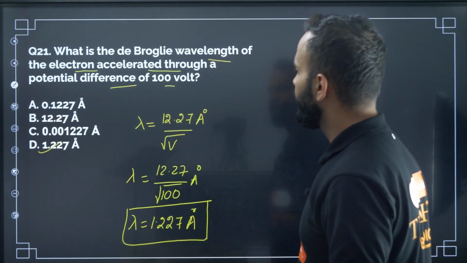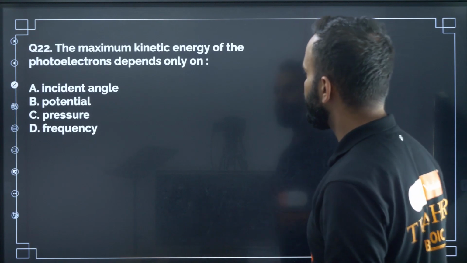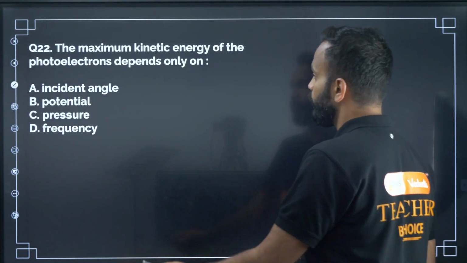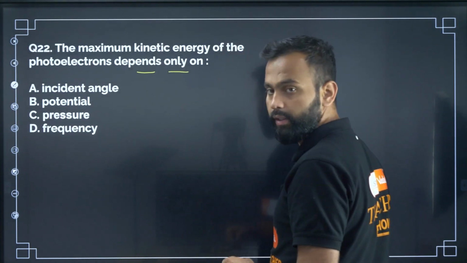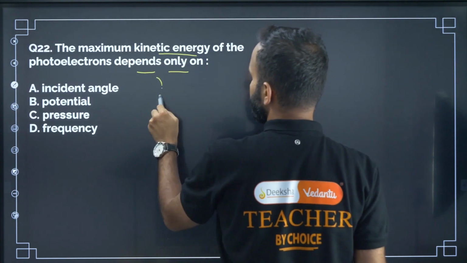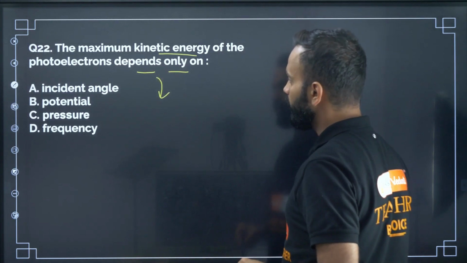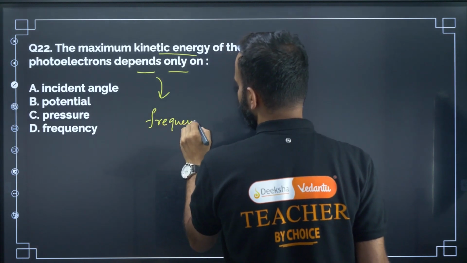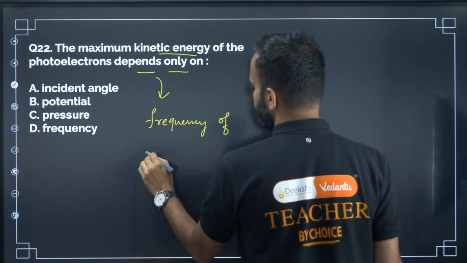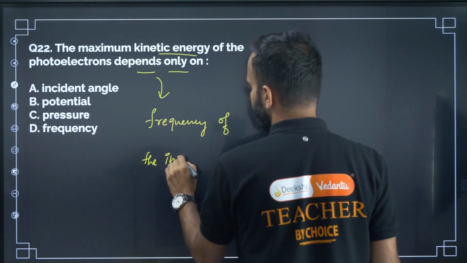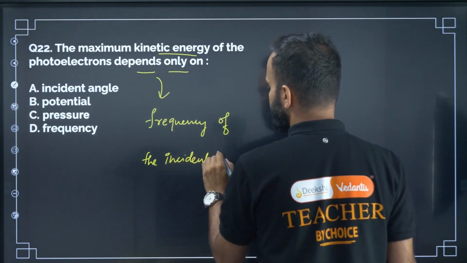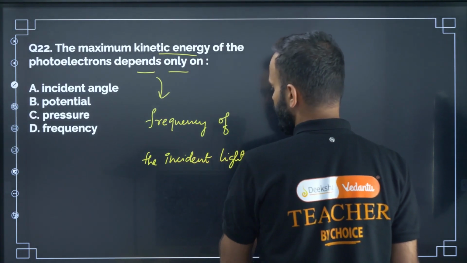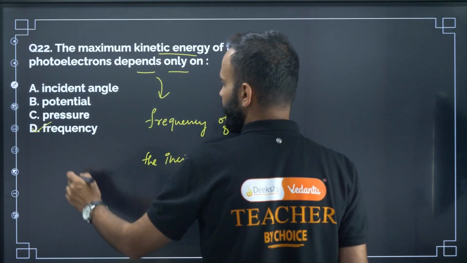Next question. Question number 22. The maximum kinetic energy of the photoelectrons depends only on the frequency of the incident light. So the correct option is D.